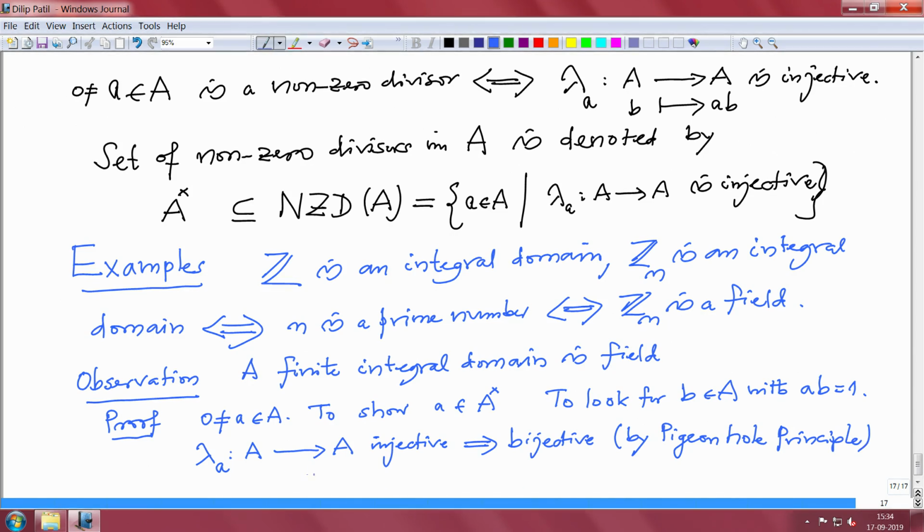So, that means this is bijective means one is here, that should come from somebody. So, B has to go to 1, but where does B go? B goes to, by definition, A times B. So, we got 1 equal to AB, and therefore, it is invertible. So, we have proved that finite integral domains are fields.